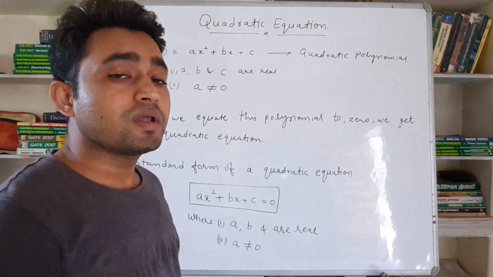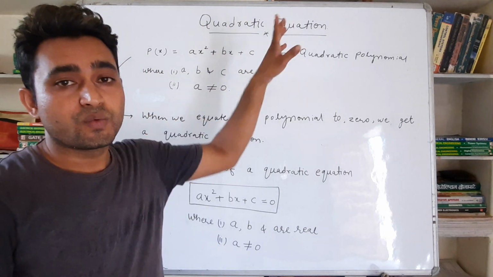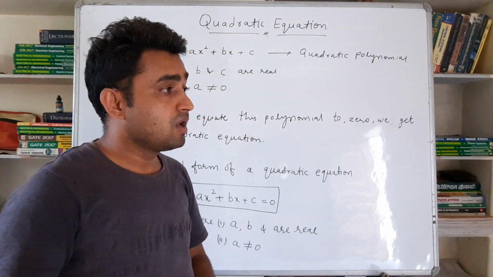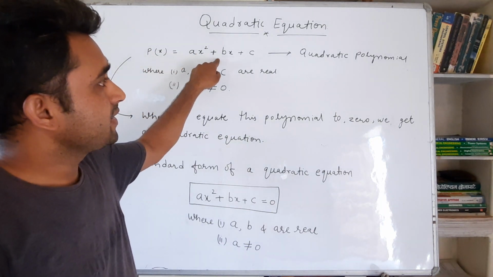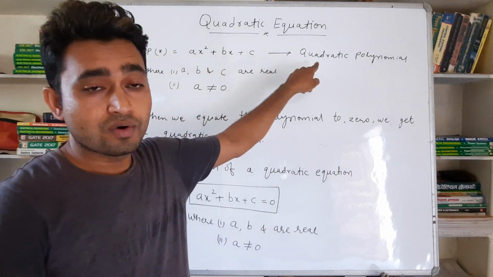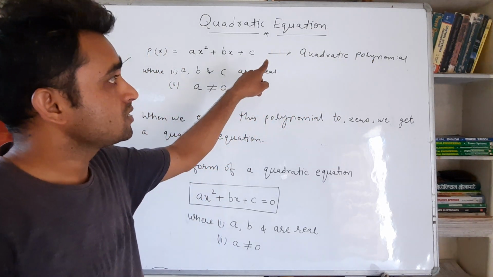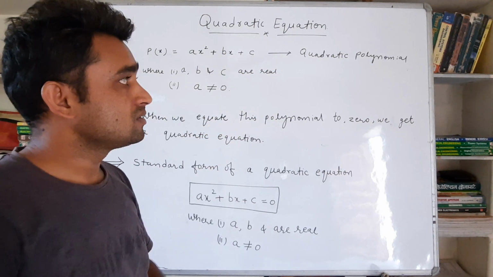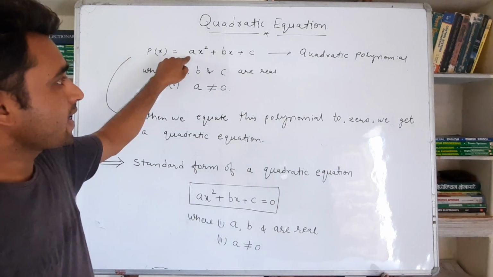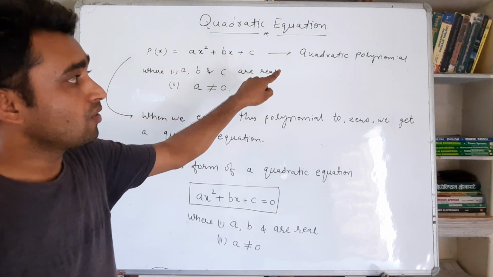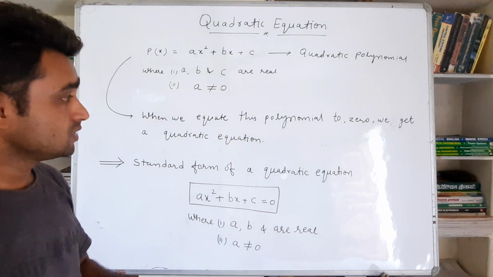Today we will talk about a most important topic of mathematics, that is quadratic equation. As you know that p(x) equals ax square plus bx plus c. This is our quadratic polynomial. We have already talked about this quadratic polynomial in our lecture number second of chapter second. So p(x) equals ax square plus bx plus c is our quadratic polynomial where a, b, c are real numbers and a should not be equal to 0.